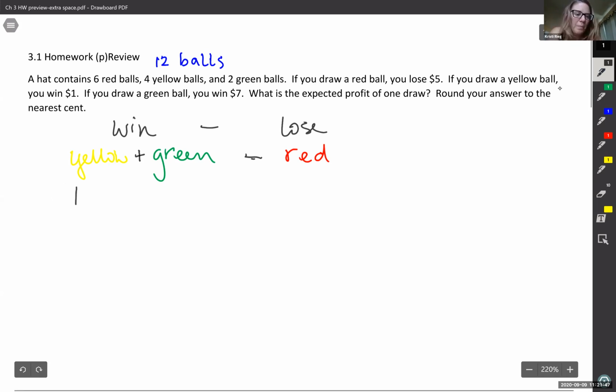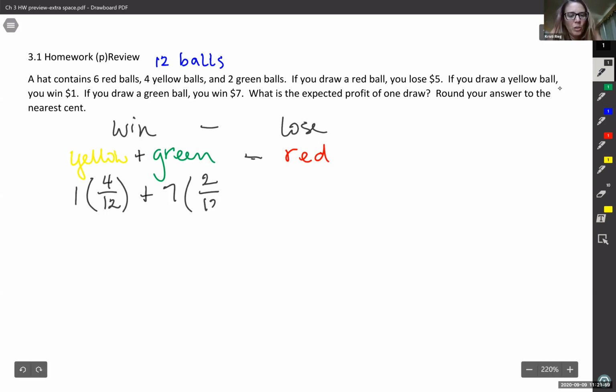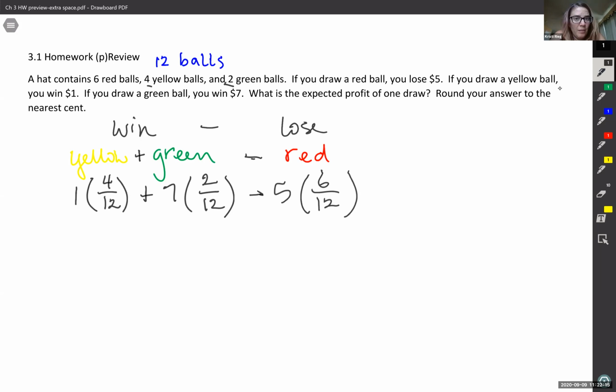Why did I put a dollar sign? I win $1 4 out of the 12 times, because yellow is 4 out of 12. I win, where's green? $7, 2 out of 12 times. So yellow is 4 out of 12, green is 2 out of 12. And then I'm going to lose $5, 6 out of 12 times. And so again, you're welcome to reduce any of those, but since we're just going to put it all into the calculator, I don't feel the need to reduce it.